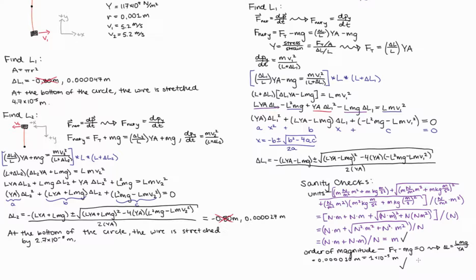In this problem, we have found that the stretch in the wire when this mass is swung in a circle is very small relative to the total length of the wire. In fact, it is so small that the quantity L plus delta L could effectively be replaced with just L. In physics, you will often make use of such simplifications. However, knowing when they are accurate is an important skill to develop.